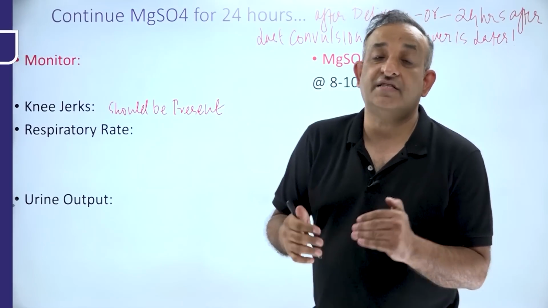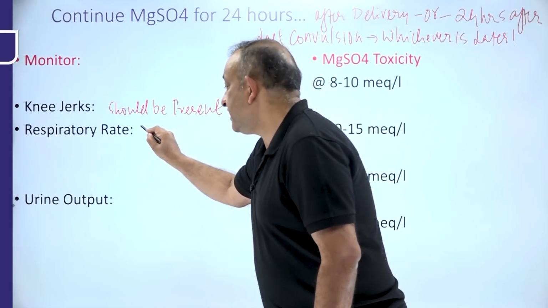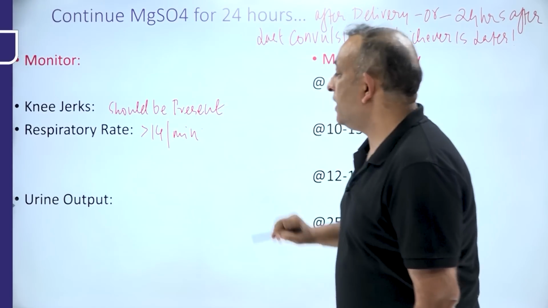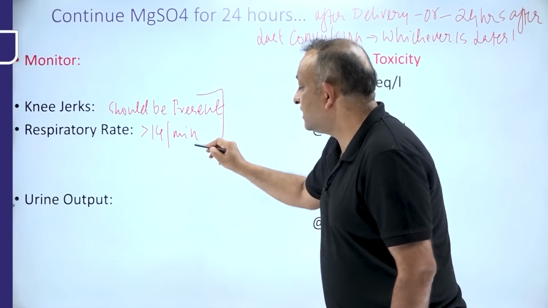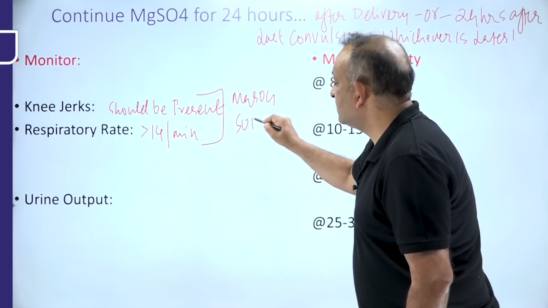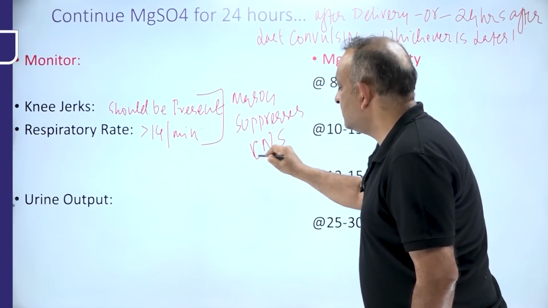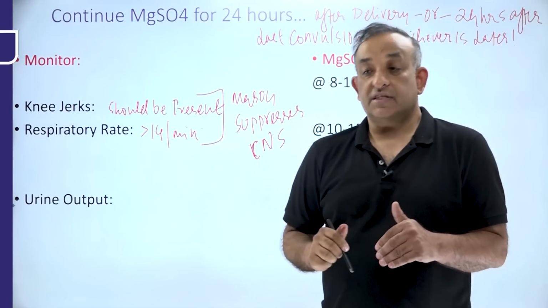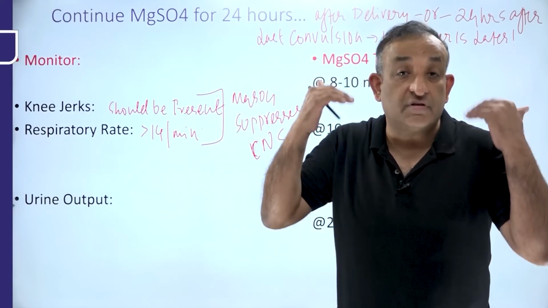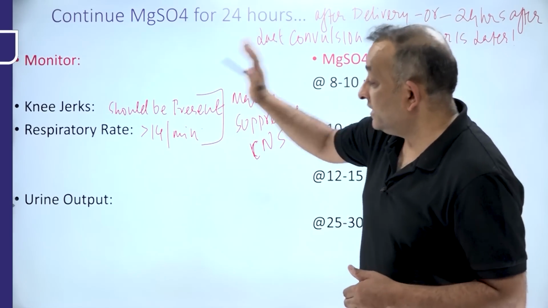You know, knee jerks have 5 grades, 0, 1, 2, 3 and 4. So a minimal knee jerk should be at least present. Respiratory rate should be more than 14 times per minute. Why? Because magnesium sulfate is a cerebral suppressant. MgSO4 suppresses the brain, the central nervous system. So when it is going to suppress the central nervous system, it's good because we're going to stop the convulsion. But too much suppression is going to reduce the respiratory drive and cause the patient to go into respiratory arrest. So that's why knee jerk should be present.